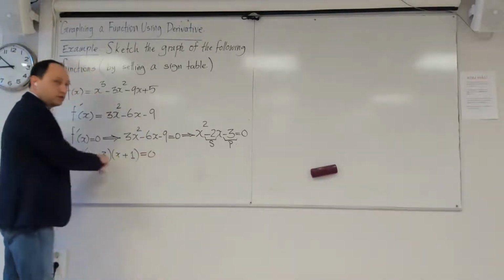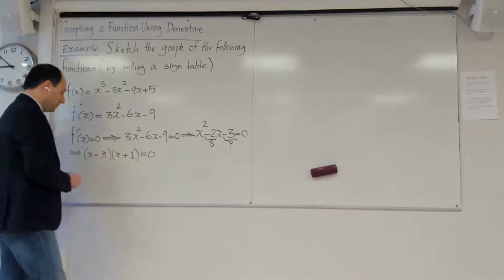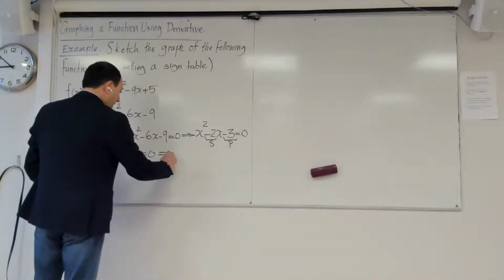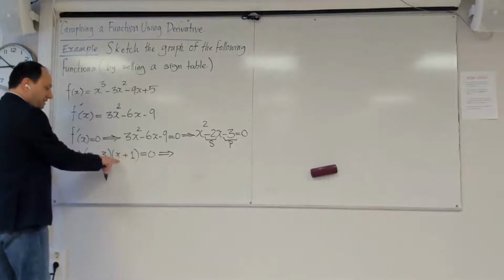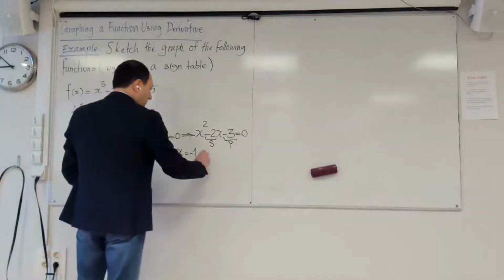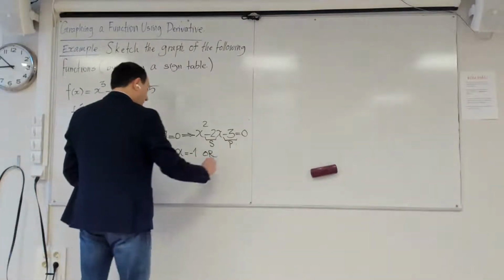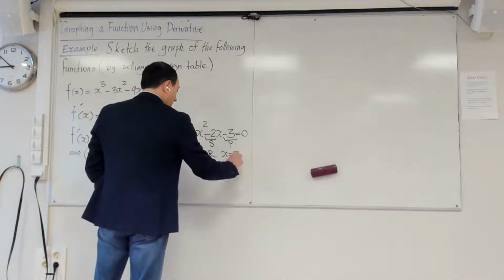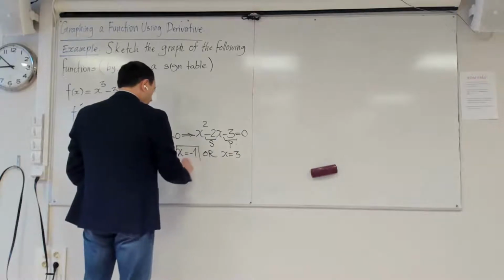This is not mandatory, by the way. You can use the PQ formula to solve that. Okay, I get two answers. One answer is that when this factor is equal to 0, x is equal to -1. The other answer is x is equal to 3. So let us put them in a box.